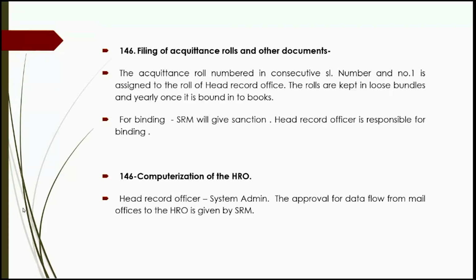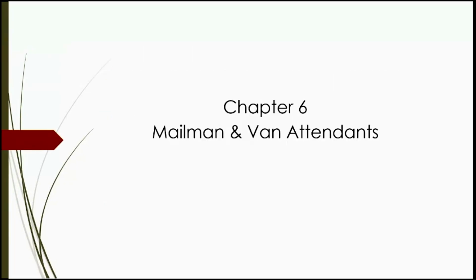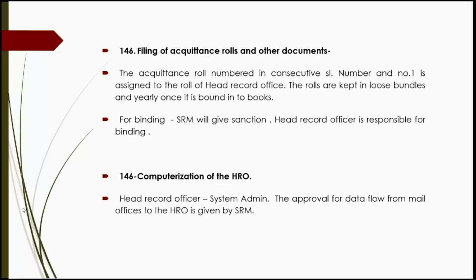We are talking about computerization everywhere: via CTMO, via CRC, via AMPC. What about HRO's computerization? Yes. If there is a head record office after computerization, naturally the system admin will be the head record officer. The data that is flowing from the mail office to the HRO, the approval will naturally be given by the superintendent. So this is about the record officers.